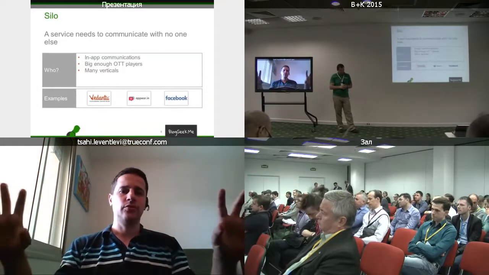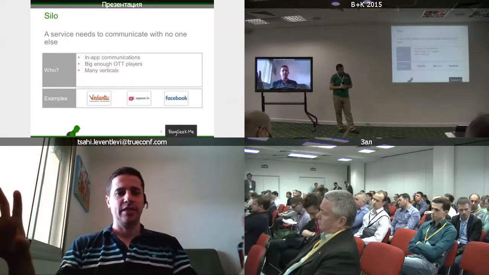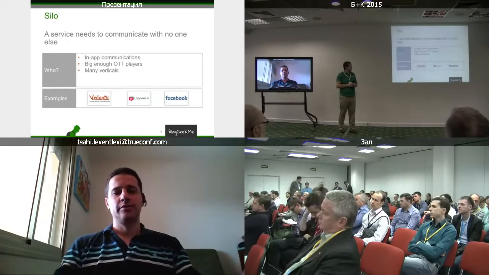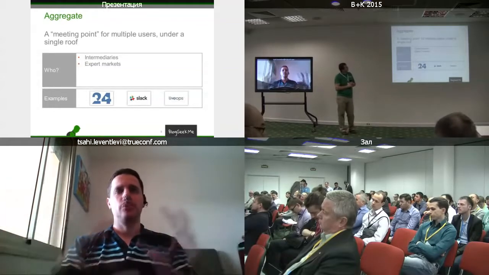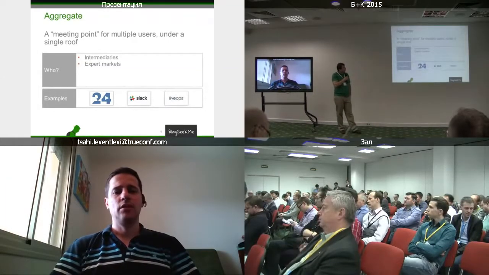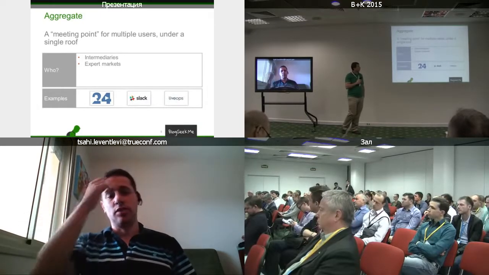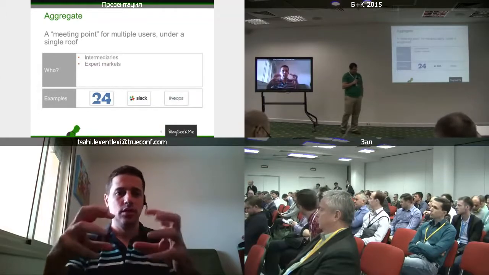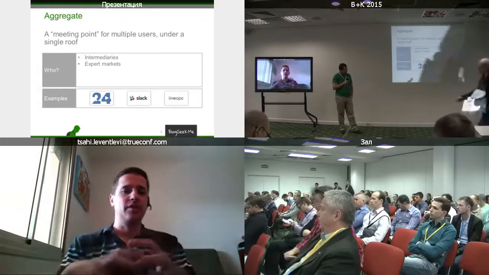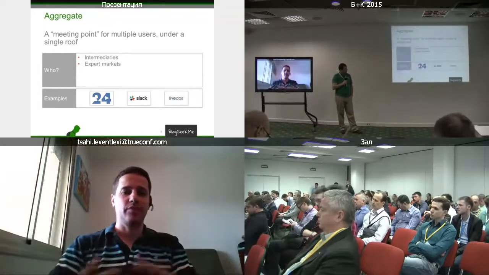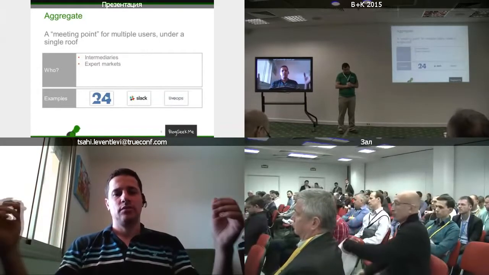And now I want to move to the next set of vendors, those that are either aggregating or embedding. So aggregators create a meeting point for multiple users under a single roof. In many cases, you can think about them as marketplaces. So those that use them will be intermediaries. Okay, they intermediate between two groups of people, and expert marketplaces where you can find someone to help you with something. So 24 Sessions, for example, is a marketplace for experts.